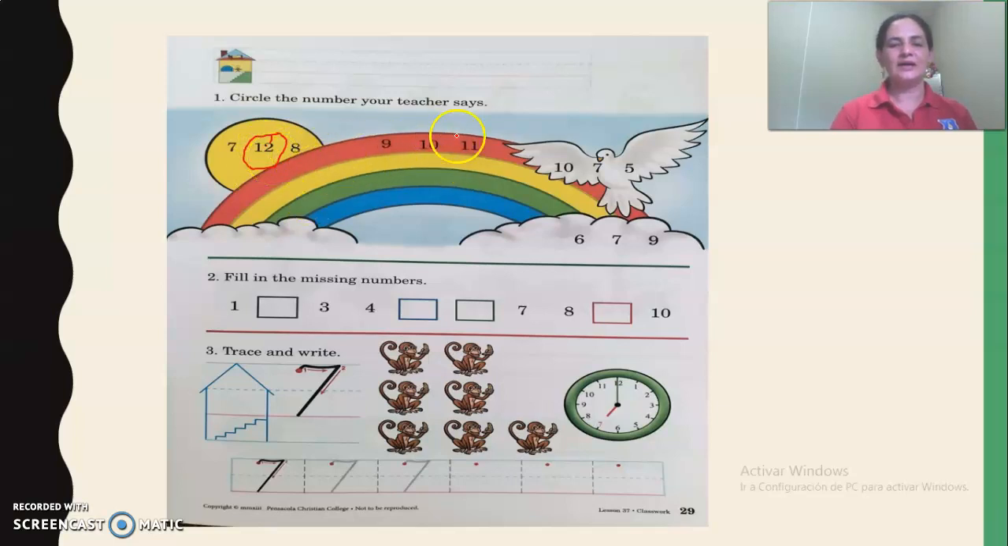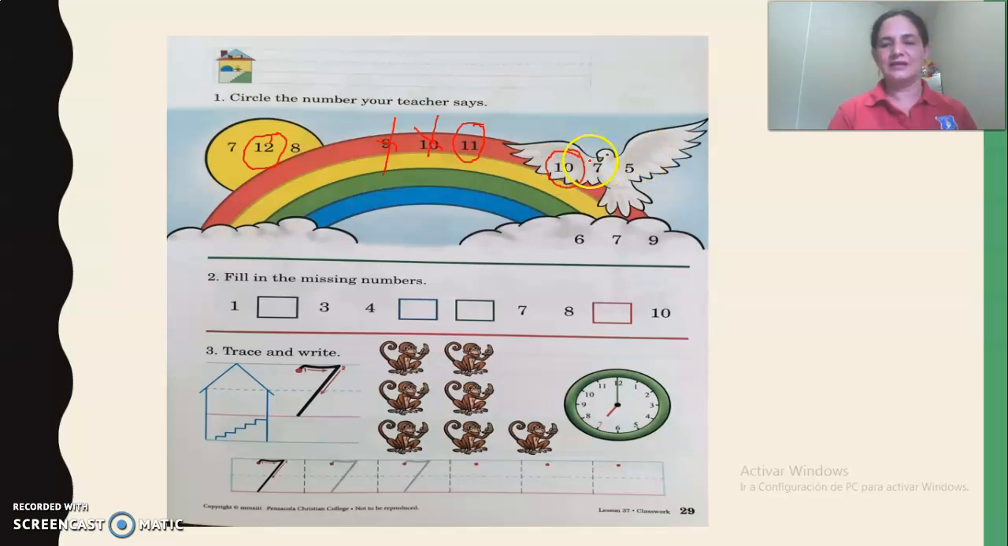Okay, in the rainbow, we have to circle the number 11. Remember, 1 and 1, 11. Is this number 11? No. Is this number 11? No. Is this number 11? Yes. This is the number 11. In the dog, we have to circle the number 10. Is this number 10? Yes, this is number 10.